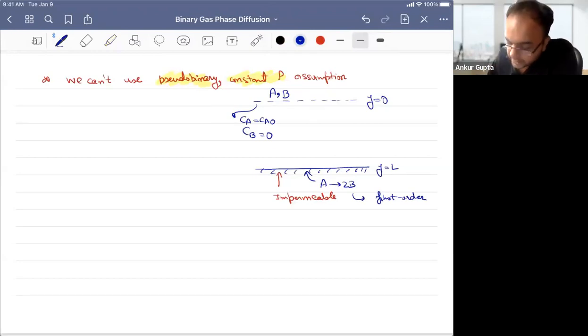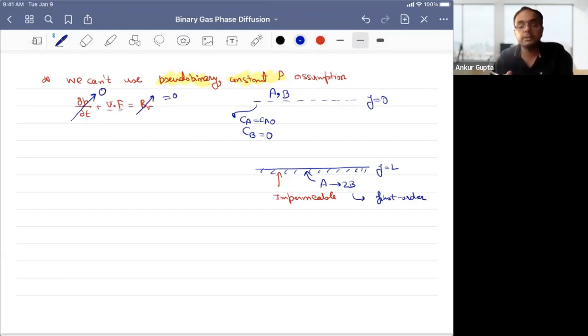So what we discussed in class was, because of this, we cannot use the usual conservation equation which we derived because it's not pseudo binary at constant rho. So we said we'll go back to del B by del t plus del dot F equal to B_V. Then we said this is equal to 0: del B by del t is equal to 0 because it's steady and there is no volumetric reaction. There is a surface reaction, but no volumetric reaction, so del dot F is equal to 0.